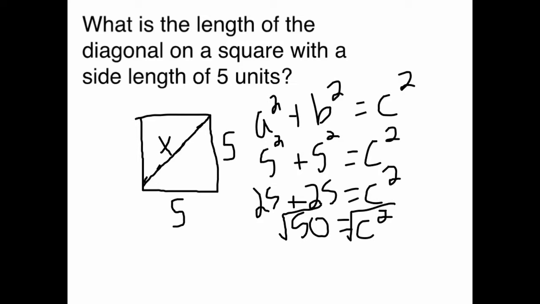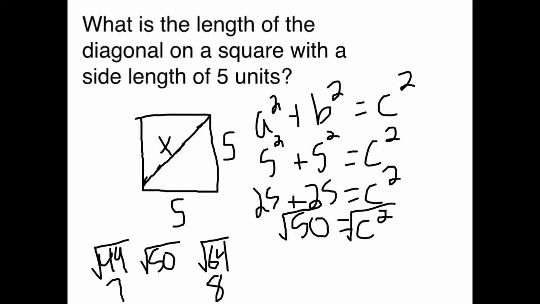50 is not a perfect square, so I'm going to have to estimate what it is. I'm going to pull 50 out and think about what are my perfect squares that are nearby. I know that 49 is a perfect square, and I know that 64 is a perfect square. 50 is closer to 49, and the square root of 49 is 7. The square root of 64 is 8. So that means that my choices are going to be 7.1, 7.2, 7.3, and 7.4.